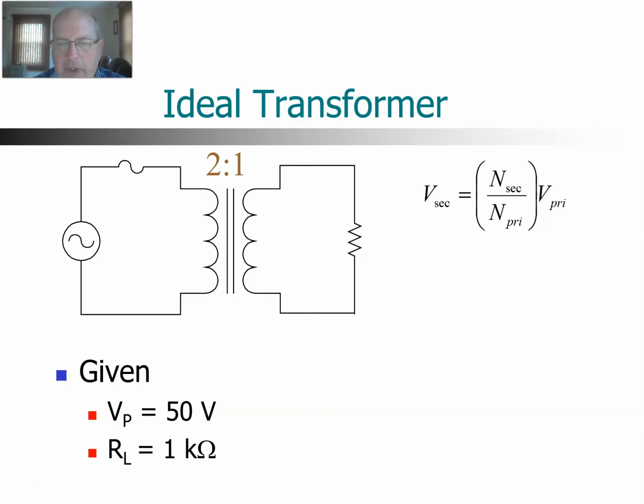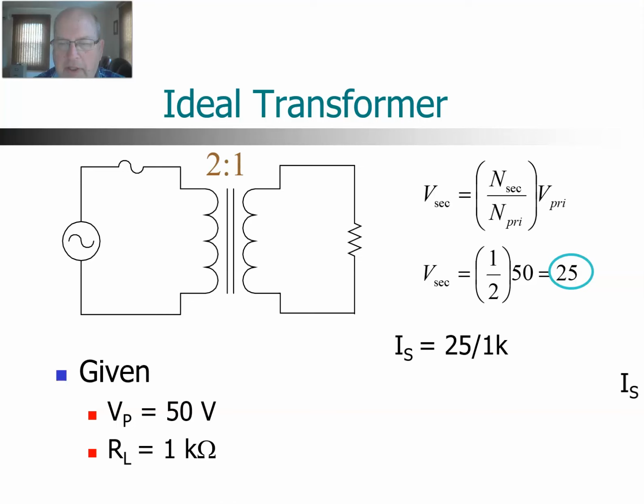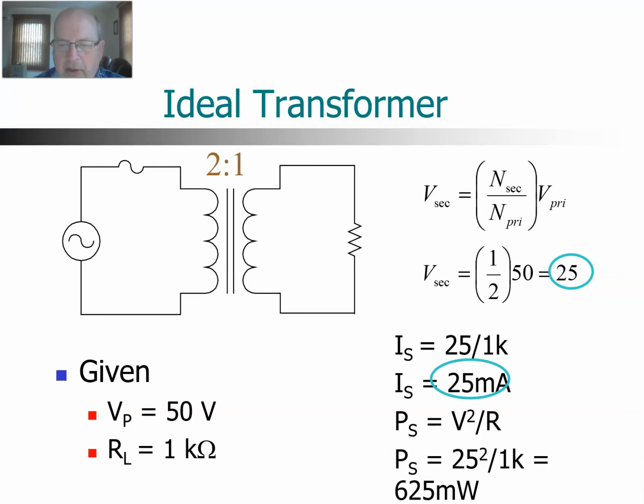So we look at the voltage first. We know the primary, and then the secondary would be 1/2 that, or 25 volts. Okay, and then we can use Ohm's law to find the current. 25 volts divided by 1K resistor gives us 25 milliamps for the secondary current. Power in the secondary, we can do V squared over R. Again, your choice as to exactly how you do that. There's several power formulas, but you should get 625 milliwatts.